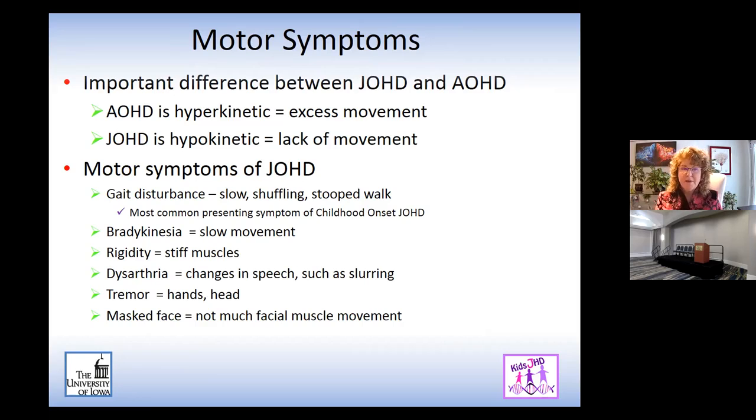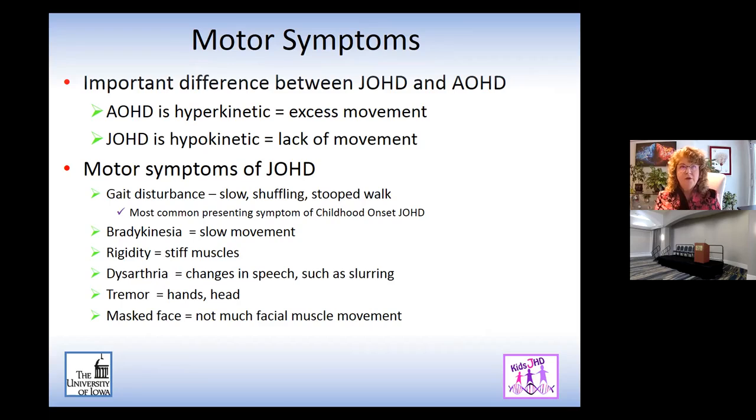JoHD is much more likely to manifest what we call hypokinesis, so lack of movement. It's slowing and stiffness, the opposite of hyper. The motor symptoms of JoHD show up in walking, which is slow, shuffling, and stooped.